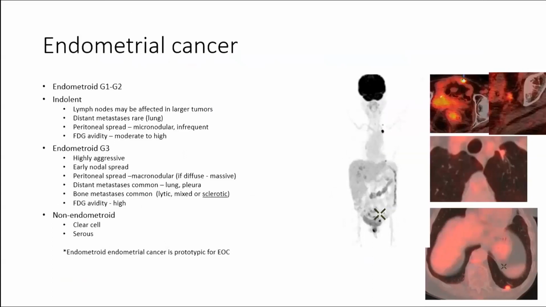So endometrial cancers, we know the usual suspects. Endometrioid G1, G2 behave one way, G3 behave another way. And non-endometrioid histologies behave actually as badly as endometrioid G3 tumor. So for non-endometrioid histologies, we should emphasize clear cell and serous type endometrial cancer.